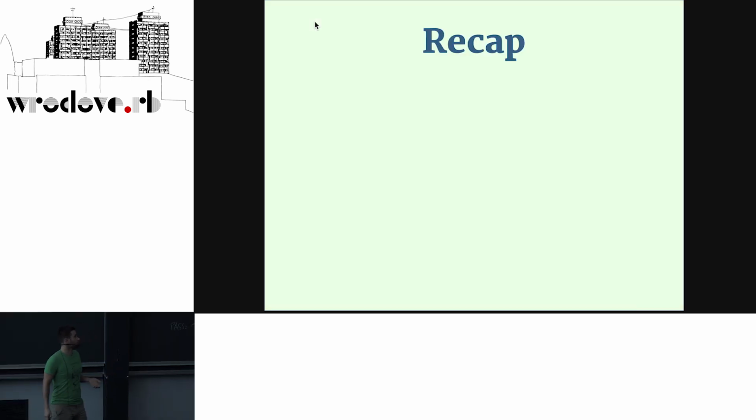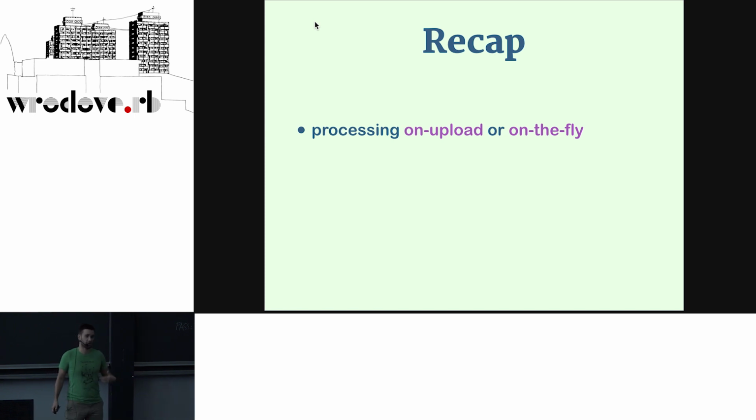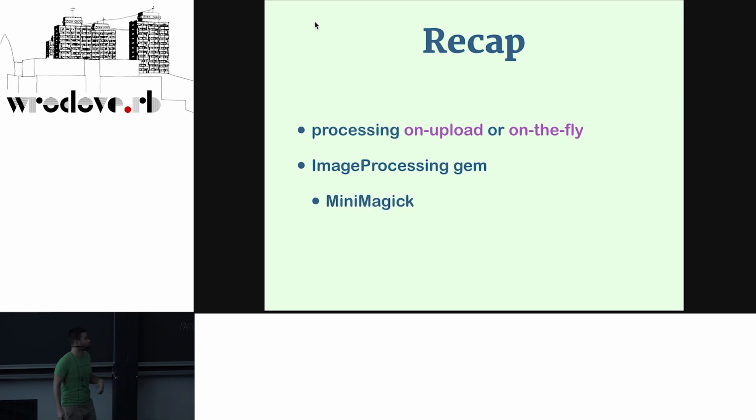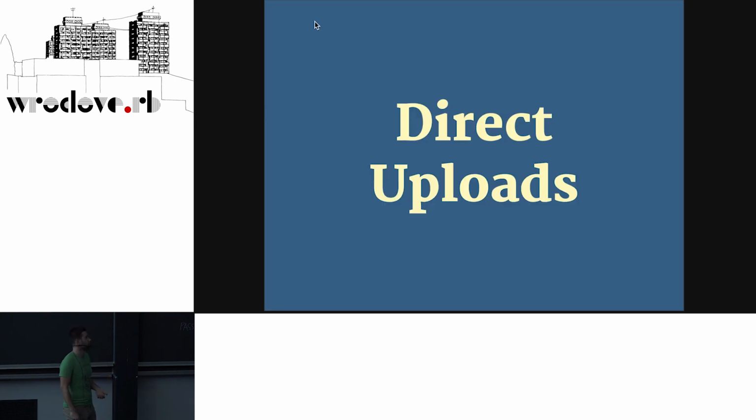So to recap processing, you can do it either on upload or on the fly. On upload means that it's triggered when the file is attached. On the fly means when the URL is requested. For image processing, it's a good idea to use the image_processing gem, and this is something that Active Storage now uses as of Rails 6.0. It has a MiniMagick wrapper and a libvips wrapper, which is oftentimes much faster.